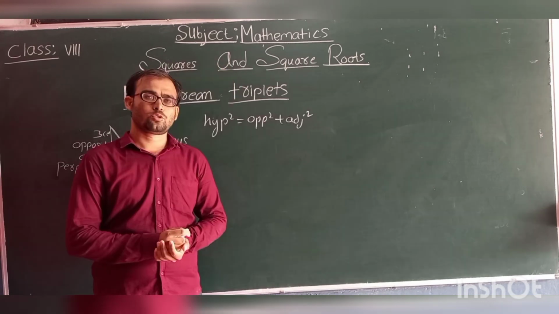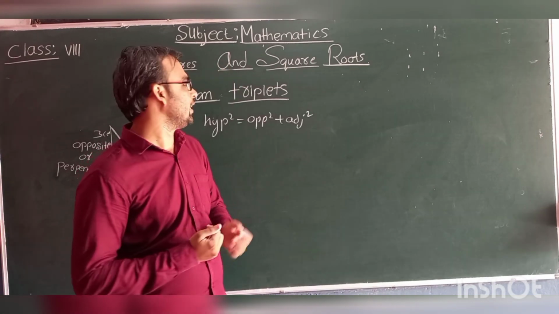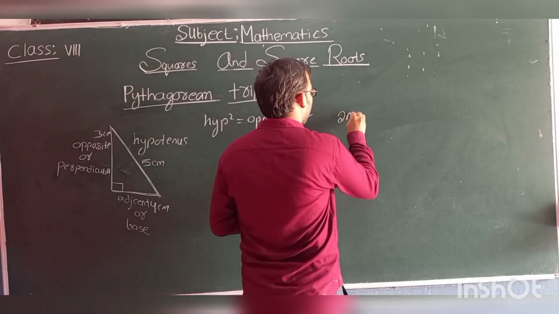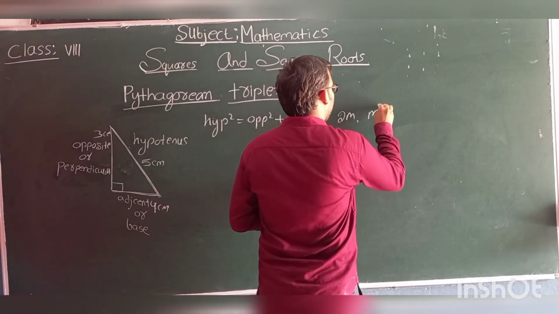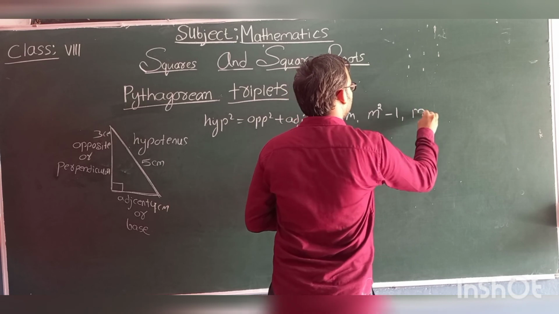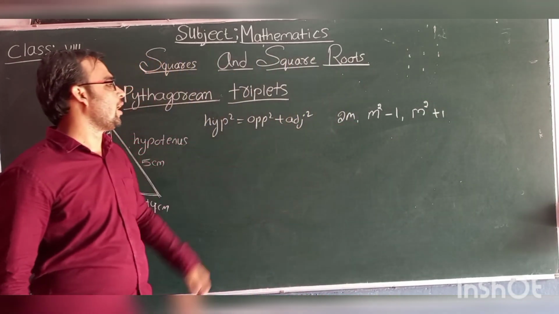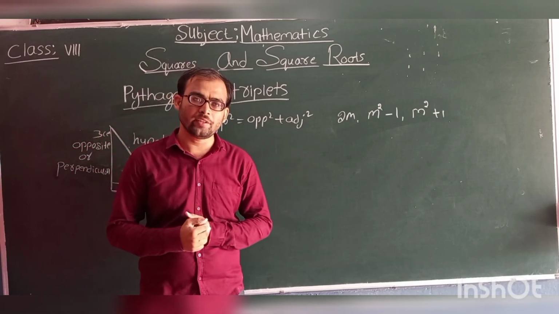Pythagorean triplets. Students, there is a formula to find the Pythagorean triplets. And what is it? 2m, m square minus 1 and m square plus 1. So these are the formulas to find the Pythagorean triplets.